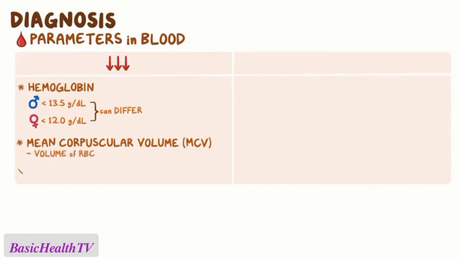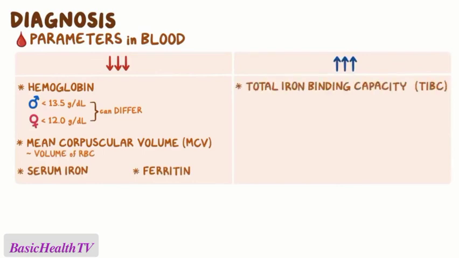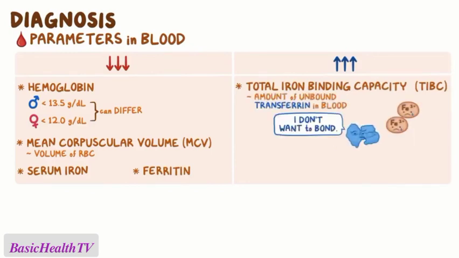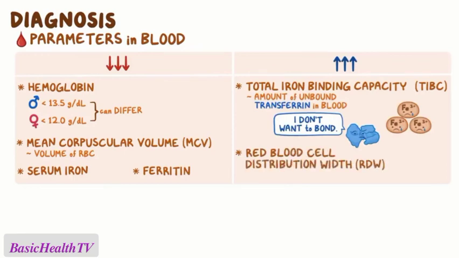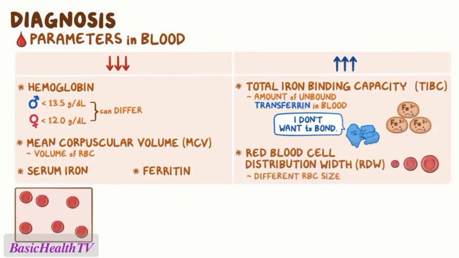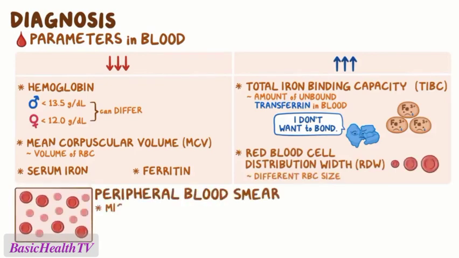There's also low serum iron, low ferritin, and a high TIBC, or total iron binding capacity. TIBC indicates the amount of unbound transferrin in the blood. There's also a high red blood cell distribution width, or RDW, which indicates that red blood cells come in a lot of different sizes, and a peripheral blood smear shows microcytic and hypochromic red blood cells.